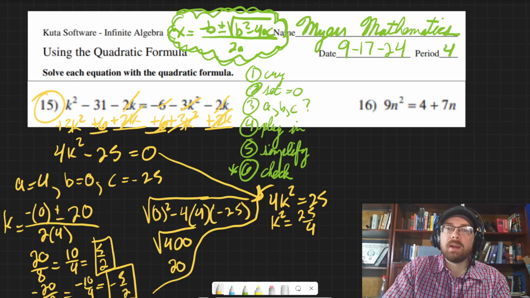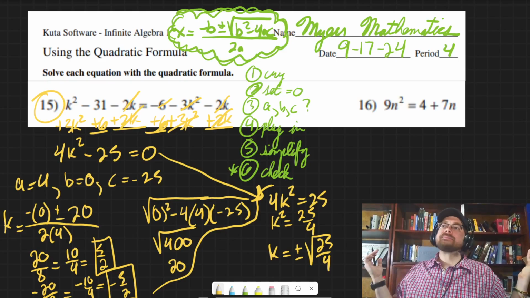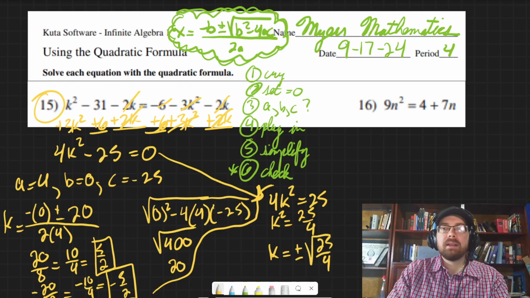Sorry, k squared is equal to 25 fourths. And then I would take the square root, and the square root is plus or minus the square root of 25 fourths, which would be plus or minus 5 halves. So there you go. You get it that way as well.